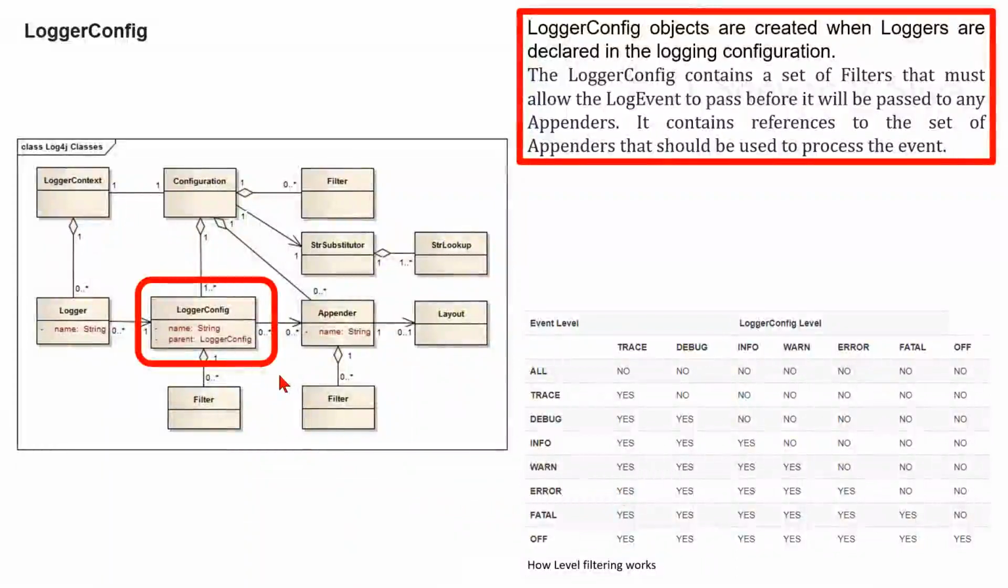LoggerConfig objects are created when loggers are declared in the logging configuration. The LoggerConfig contains a set of filters that must allow the log event to pass before it will be passed to any appenders. It contains the references to the set of appenders that should be used to process the event.